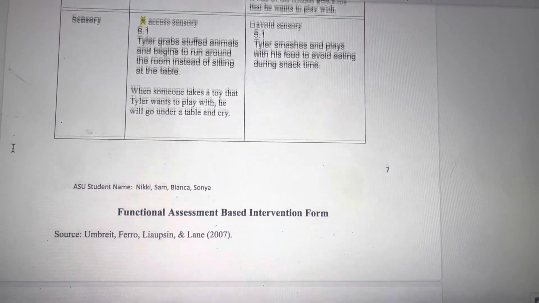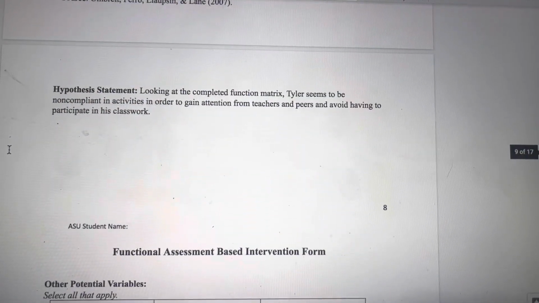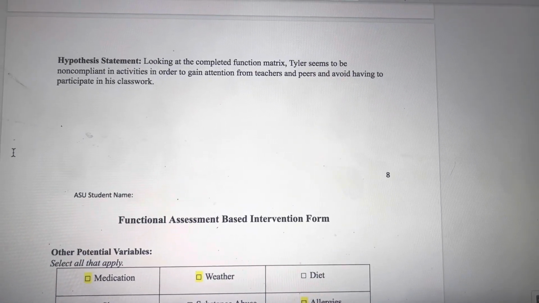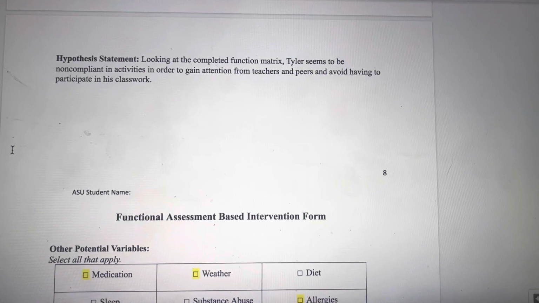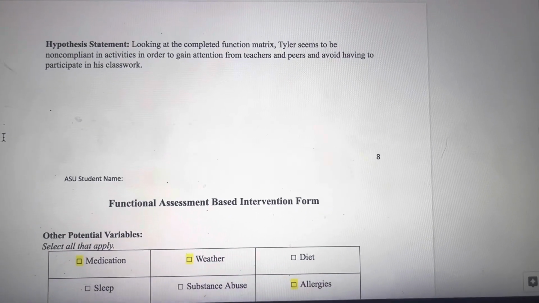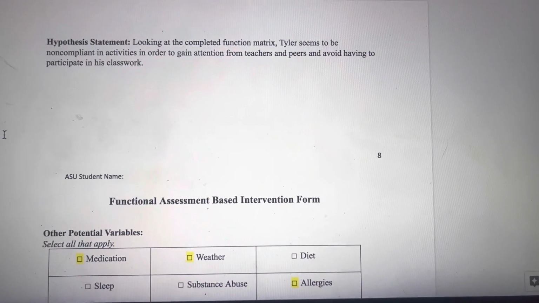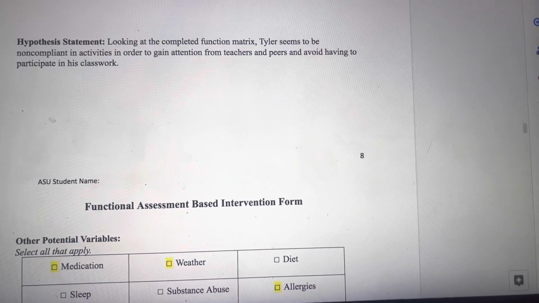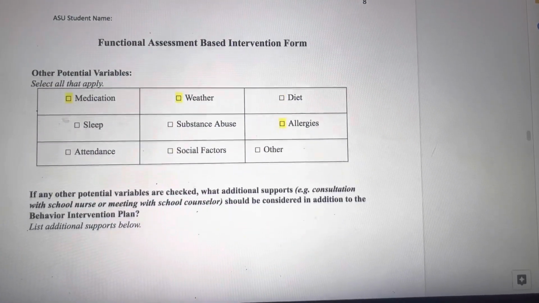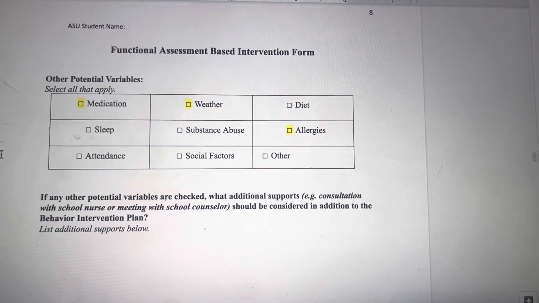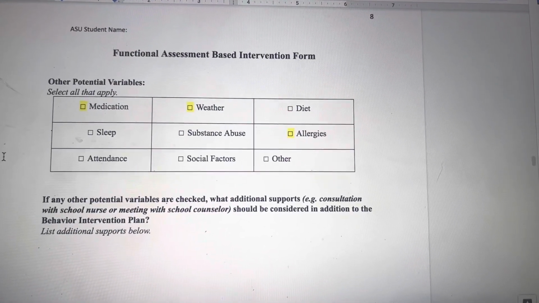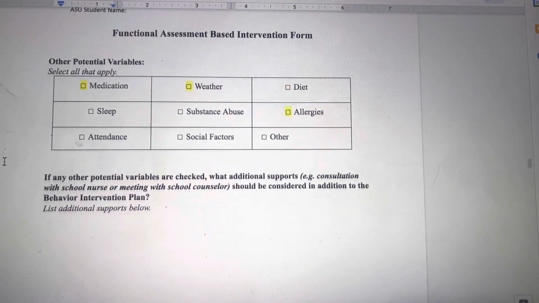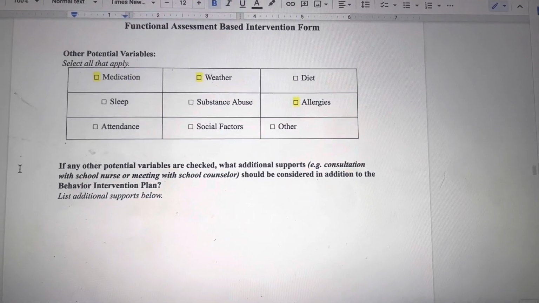All right, so for our hypothesis statement, we're looking at the completed function matrix. When looking at the completed function matrix, Tyler seems to be non-compliant in activities in order to gain attention from teachers and peers and to avoid having to participate in his classwork. Some other potential variables that we notice could affect his behaviors would be his medication, the weather, and the allergies that sometimes can tie in with the weather.